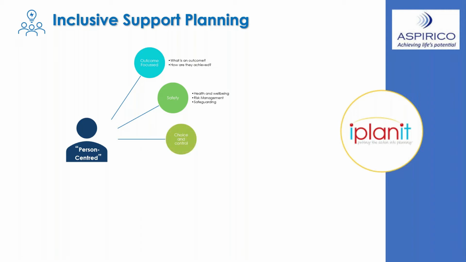Also, inclusive support planning ensures that, to remain person-centered, the individual supported has choice and control. But we need to consider what that looks like. How are choices supported? How are they recorded? And also, you have to consider how we're managing unwise choices.